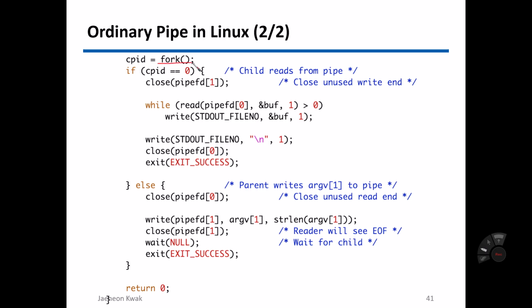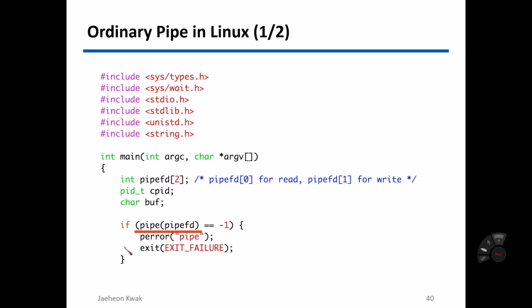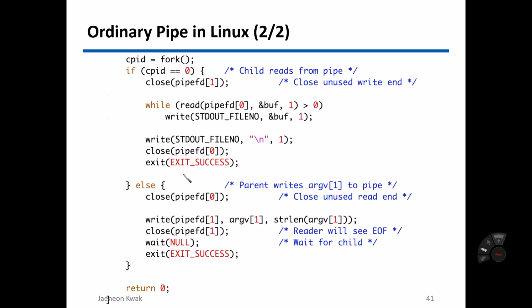And after the fork, both processes have the FT0 and FT1. However, a child process will only read from the pipe, so it doesn't need the FT1. FT1 is the write end, and the child process doesn't need it. So because this write end will not be used, we will directly close the FT1 at the child process.